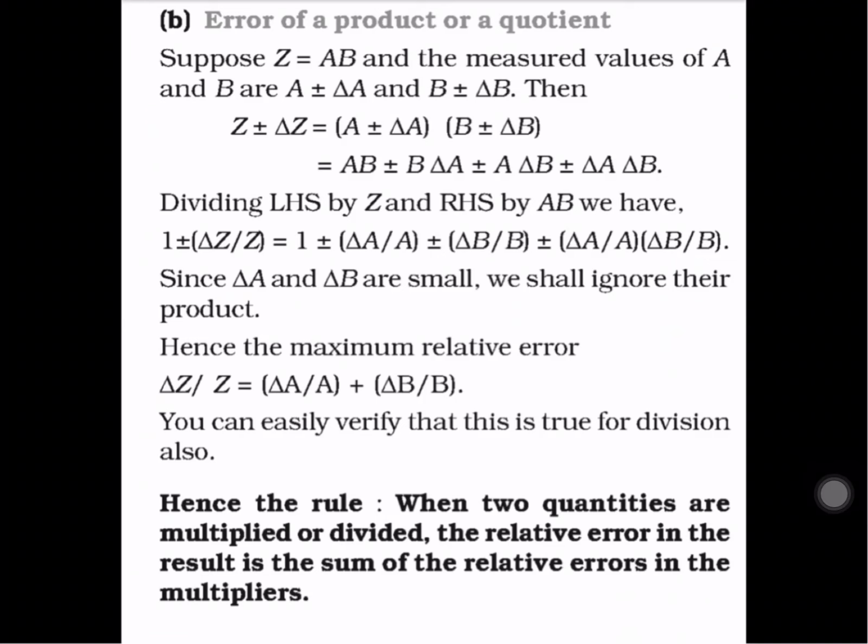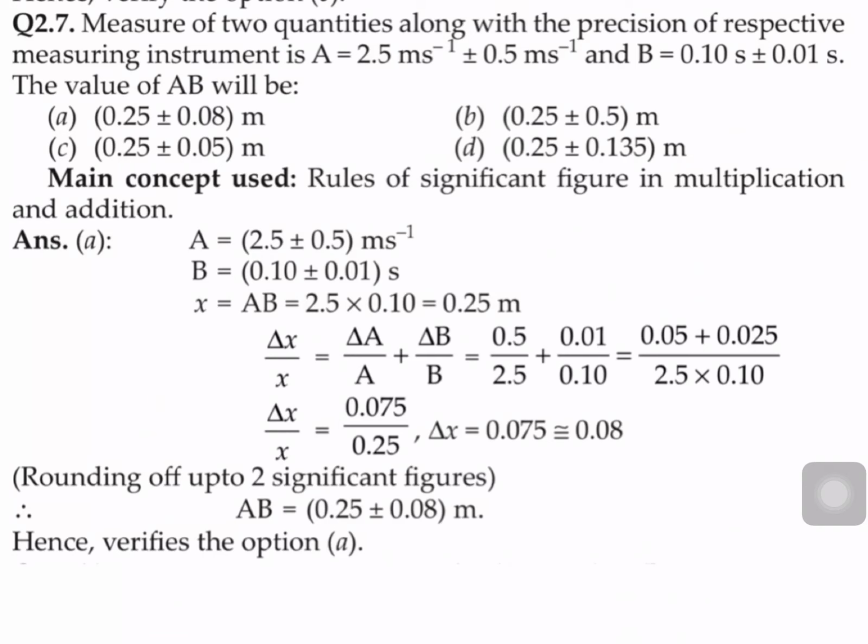Next one, error in the case of product or quotient. When two quantities are multiplied or divided, the relative error in the result is the sum of the relative errors in the multipliers. For example, measure two quantities along with the precision of the respective measurements. A equals 2.5 plus or minus 5, B equals 0.10 plus or minus 0.01. What is the value of AB? This is a multiplication. If you multiply the two quantities, how will you calculate the errors?